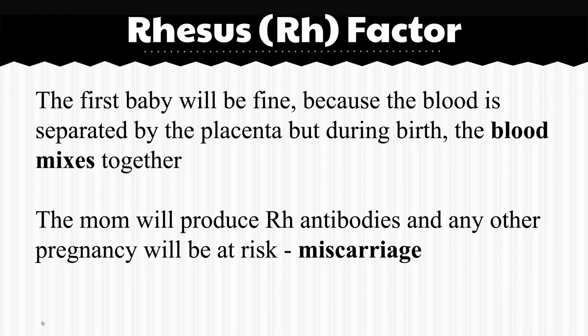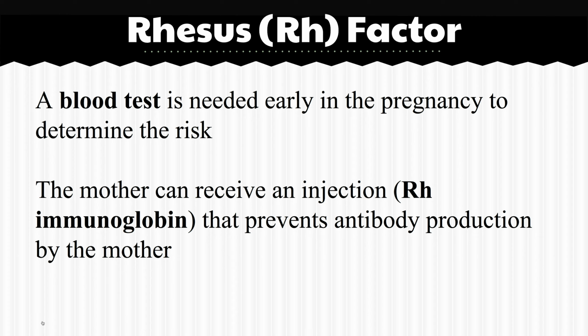So a blood test is needed. They usually do these early in pregnancy if you don't already know your blood type. And then the mother can receive an injection, basically Rh immunoglobulin, that prevents the antibody production by the mother. Like for me, I'm O positive. Mrs. Bergsma is B negative, so she had to get those injections every time she was pregnant.